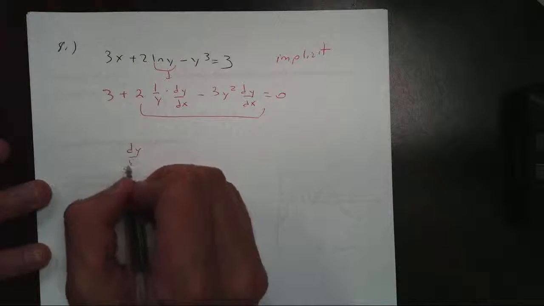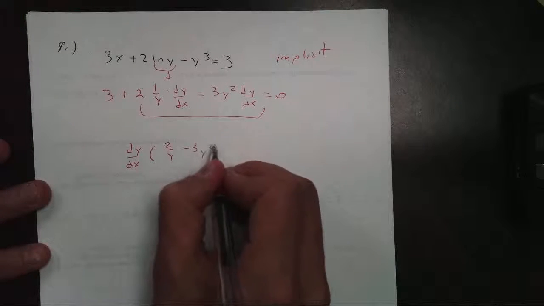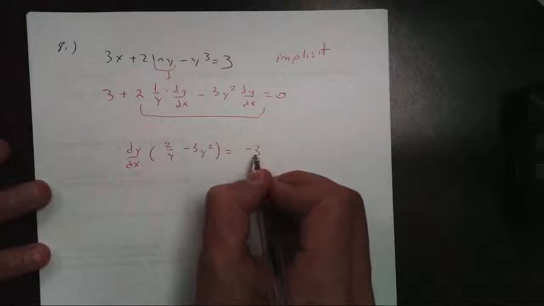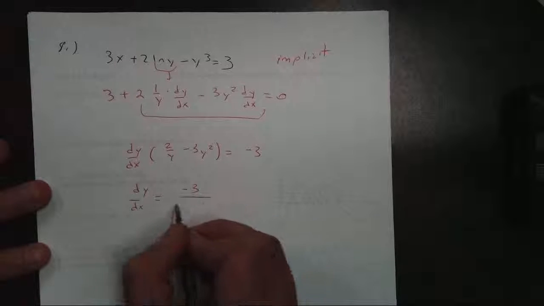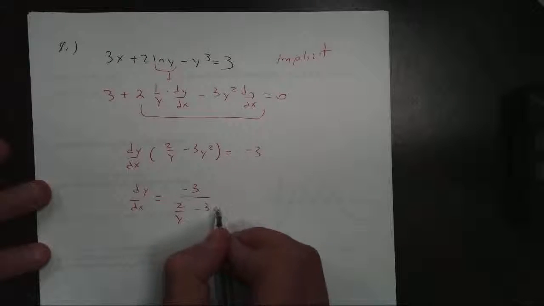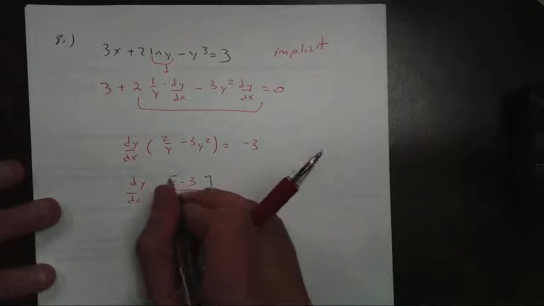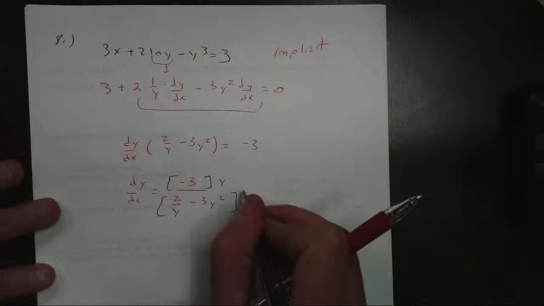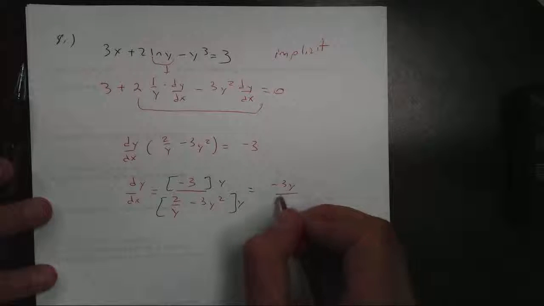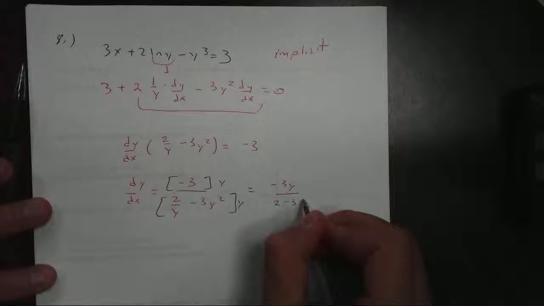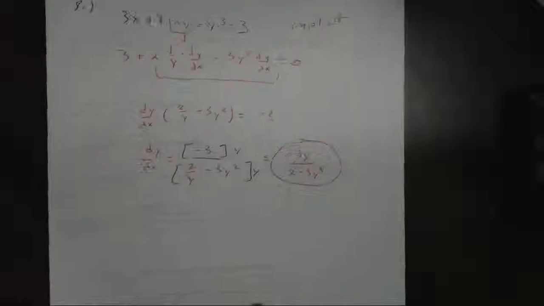So I'm going to go ahead and factor out my dy dx. That's going to give me 2 over y minus 3y squared, and that's going to equal, bring up the negative 3. So when I divide, we're going to get negative 3 over 2 over y minus 3y squared. And of course, remember, we are not done. I have to multiply top and bottom by y. And we get a final answer of negative 3y over 2 minus 3y cubed. And there's your derivative.